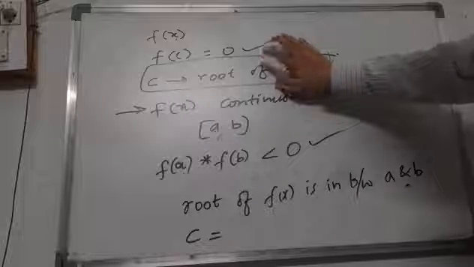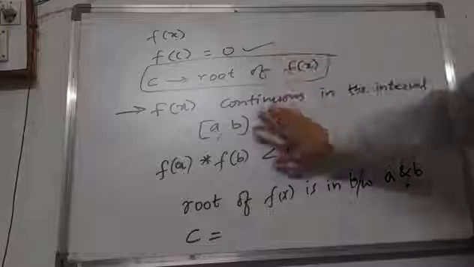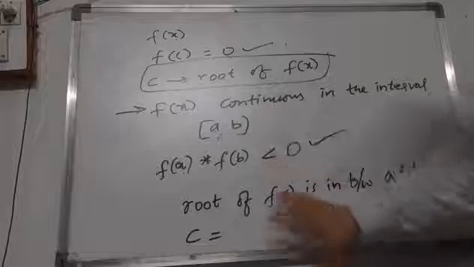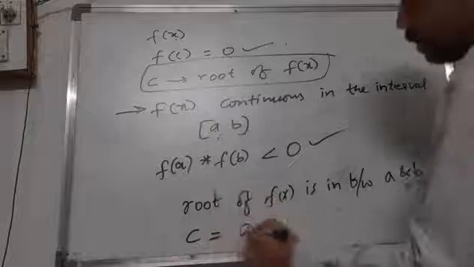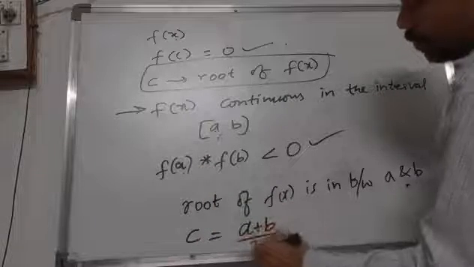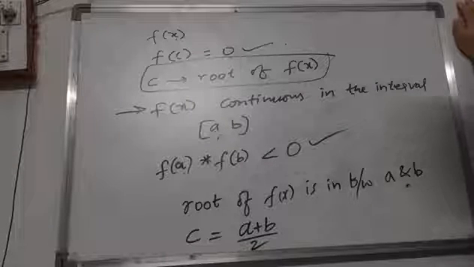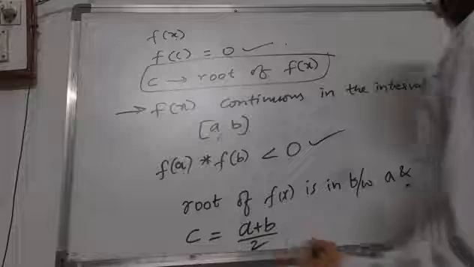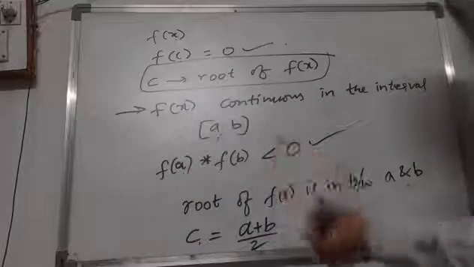If this has not happened, then we will choose this step. These steps we have to follow. To get this c value, you have to take the average of these two numbers. You have to find the midpoint. Now c is going to become the midpoint. Then again you have to substitute the c value in f of x.